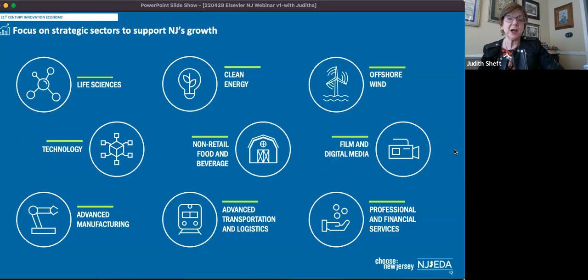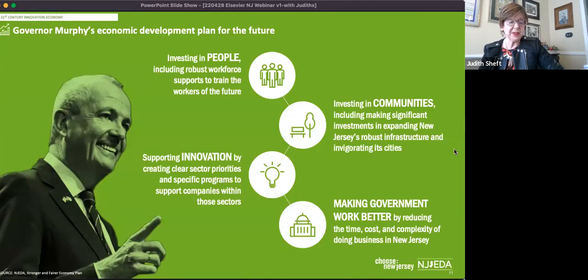Now, communities are really the backbone of society, and New Jersey's plan calls for investing in outdated infrastructure and invigorating our cities. And certainly being home for the last 2 years has put significant pressure on our cities, and many of the Main Street businesses have suffered. And so have the gatherings of the innovation community.